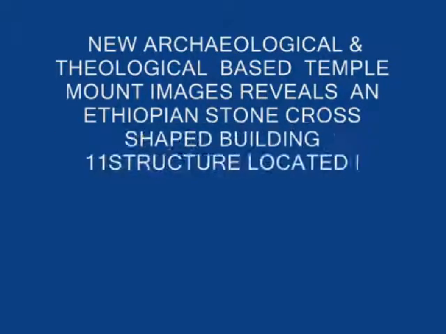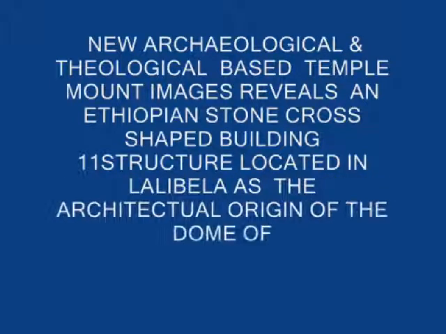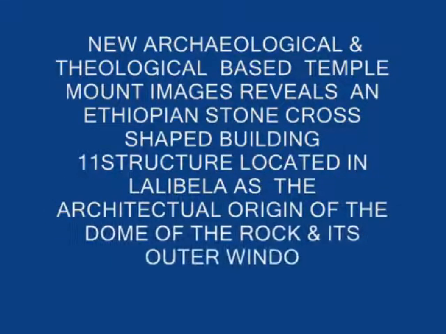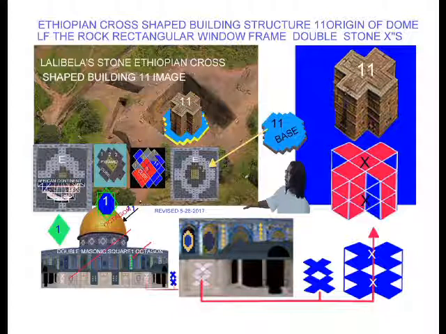The dual stone axes appear one below the other. If we write them on a blank sheet of paper, the thickness of your little finger, one X below the other, the moment we draw a straight line down from the corners of the upper X so that they intersect with the corners of the lower X, the resulting image is the Ethiopian stone cross-shaped building structure 11 that's currently located in modern Lalibela.